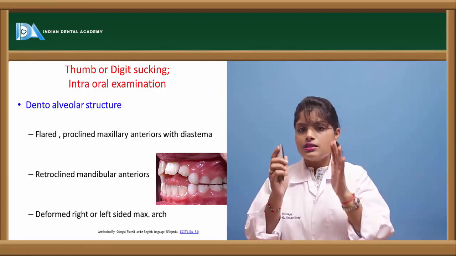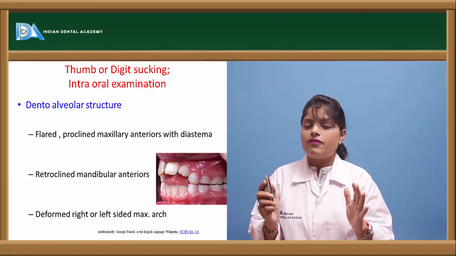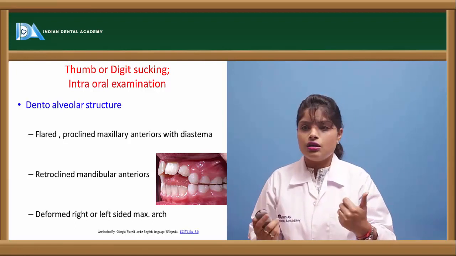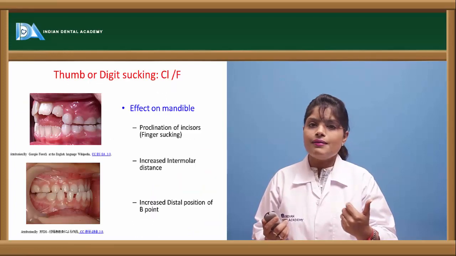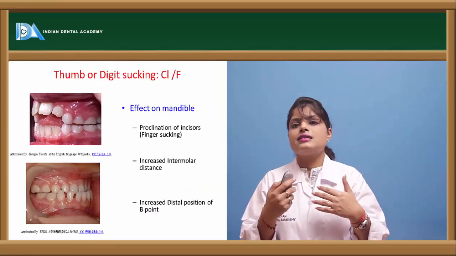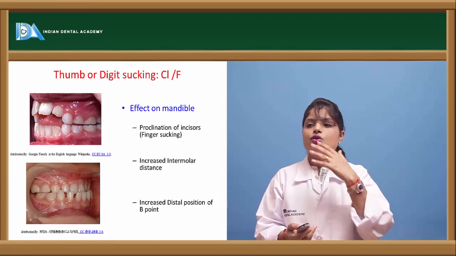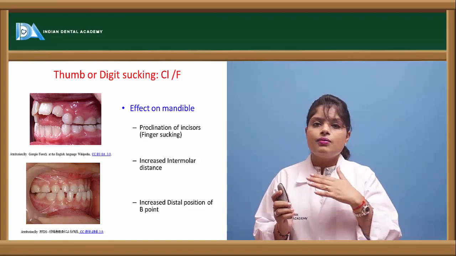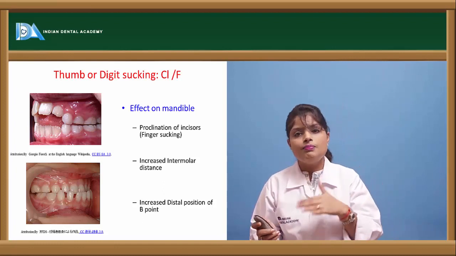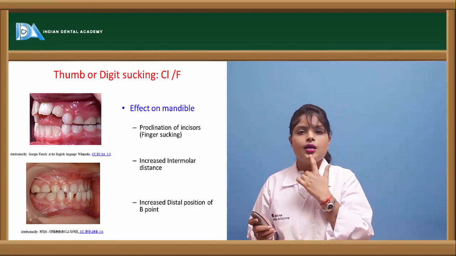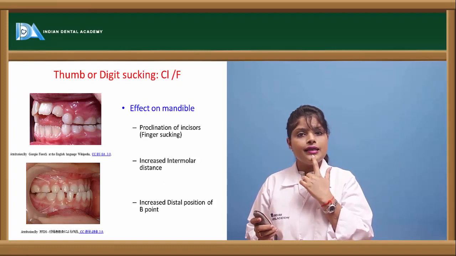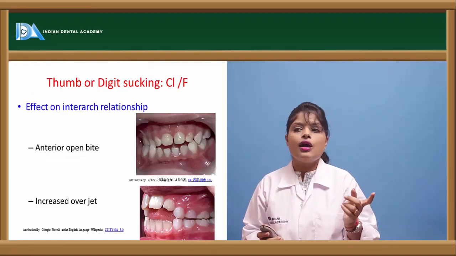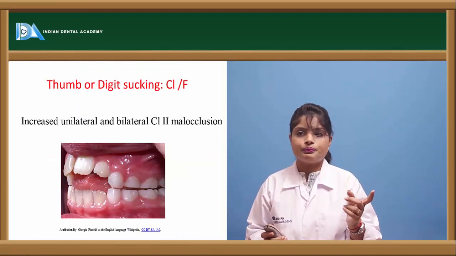Sometimes due to this narrow maxillary arch, there will be cross bite, which is generally lateral or posterior cross bite. Sometimes the flaring of the incisors, the excess proclination of the incisors, the open bite, the increased intermolar distance, and the more distalization of point B, which is the point present just below the lip, will be there. And sometimes the mandibular anterior crowding is also present.